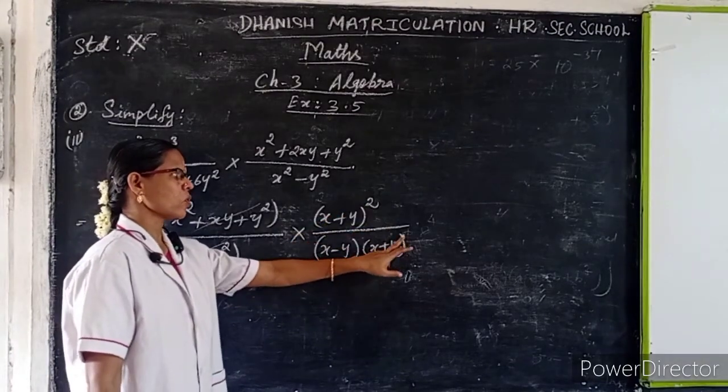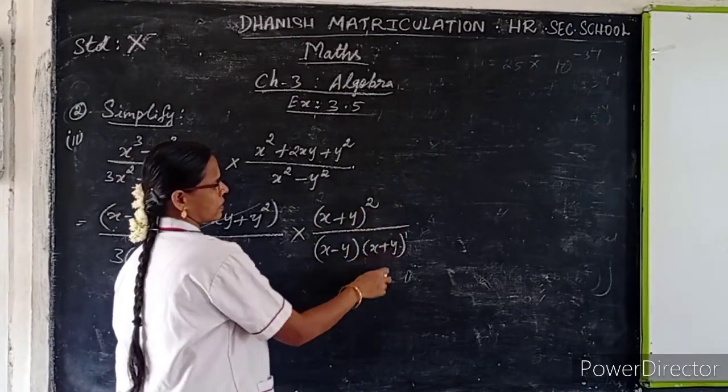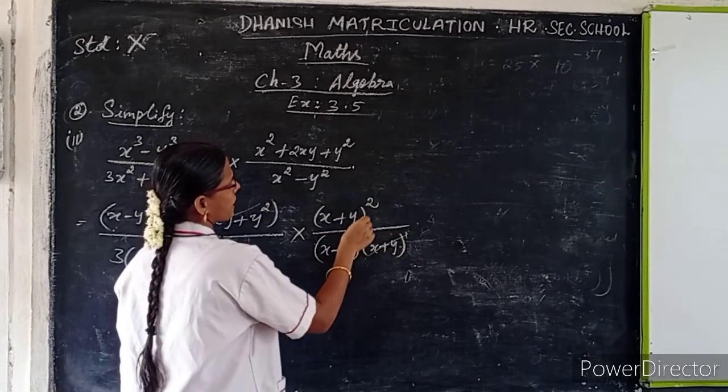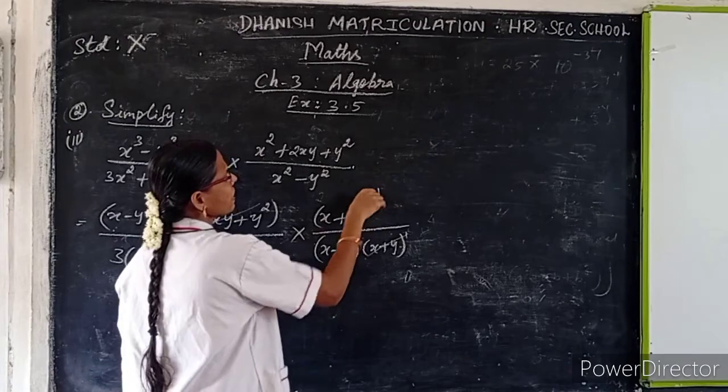Here x plus y whole power 1. So subtract the power. Same base, subtract the powers. So this term gets cancelled. Here the power balance is 1.